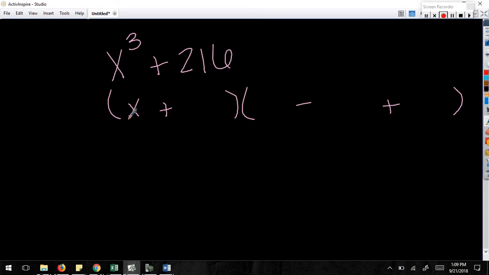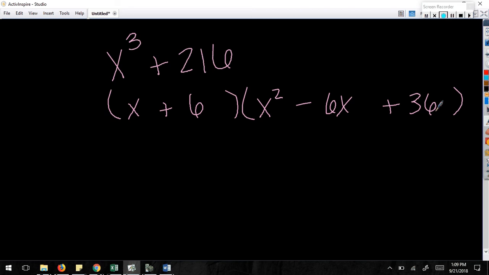What times itself 3 times gives me x cubed? What times itself 3 times gives me 216? Square the first one for the first spot. Put them together in the middle. Square the last one for the last spot. It's done. That's it. It is literally a pattern to memorize.